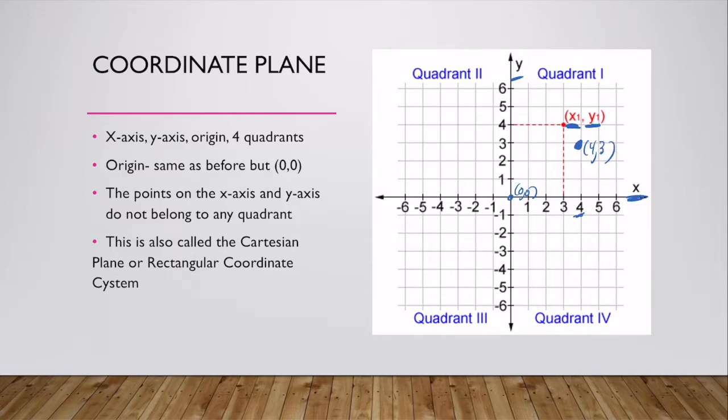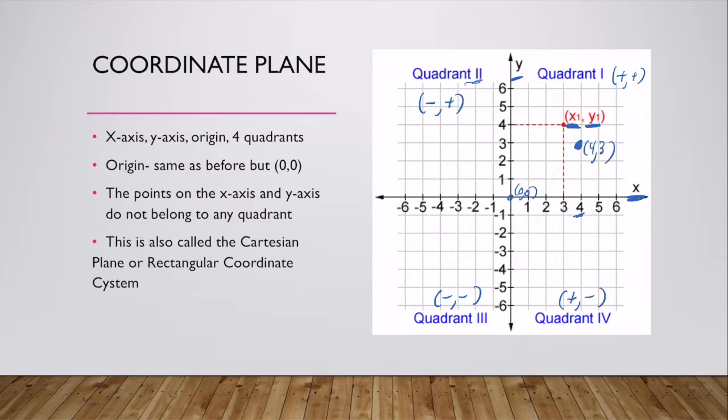In quadrant 1, x is positive and y is positive. In quadrant 2, x is negative and y is positive. In quadrant 3, both x and y are negative. And in quadrant 4, x is positive but y is negative.